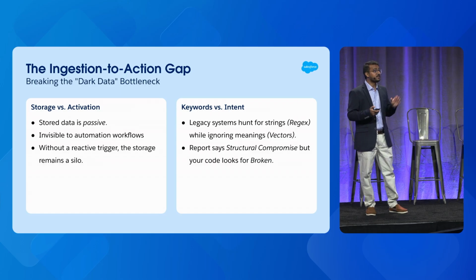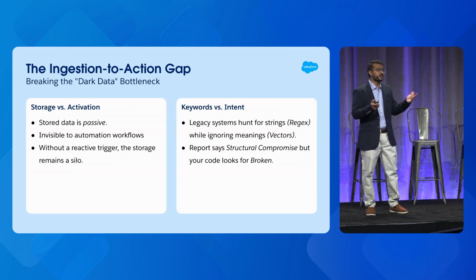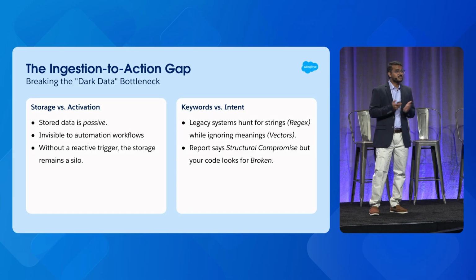So the next gap is keywords versus intent. If your legacy systems are hunting for keywords such as strings or regex patterns, then your system is going to fail. So let's take an example. Say you have a report, and the inspector has mentioned something as structural compromise. But your legacy code, it is looking for keywords such as broken. It is not going to find it. You as a human, you can understand that both of these terms could mean the same thing, but your systems cannot.